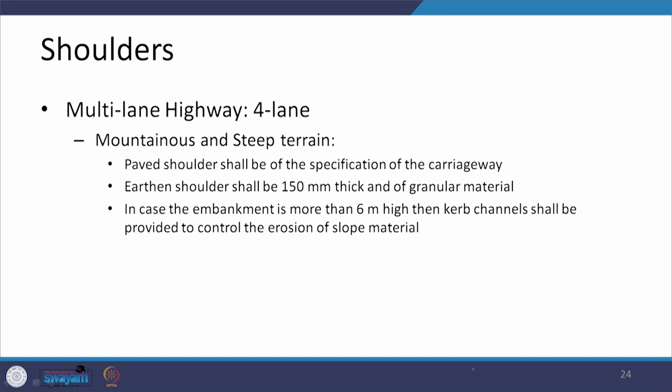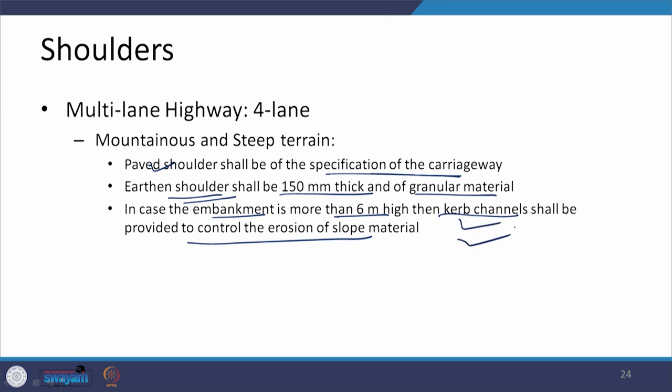Then a few points related to four lanes in the case of mountainous and steep terrain are: the paved shoulder shall be of the specification of the carriageway. So, whatever material is used in the carriageway, the paved shoulder should also have the same material. Earthen shoulders should be 150 mm thick of granular material. And in case the embankment is more than 6 meters high, then a curved channel shall be provided to control the erosion of the sloping material. So, this is an additional feature which is going to be there.